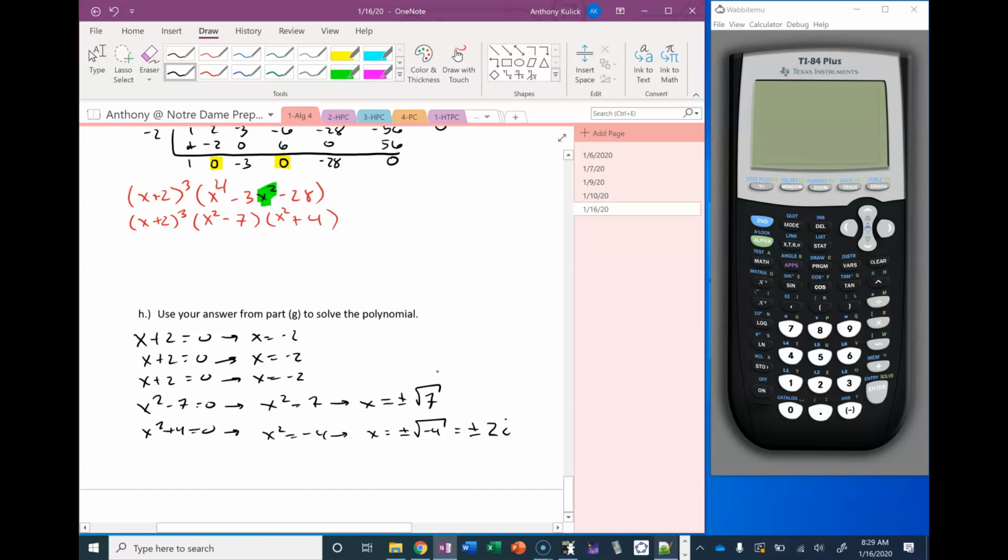Everybody okay there on this? Feel a bit better doing this process? Good.